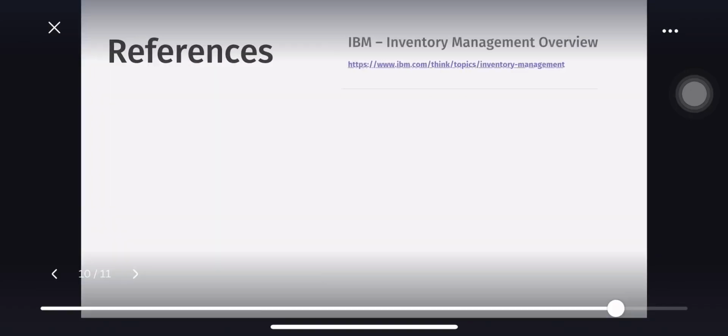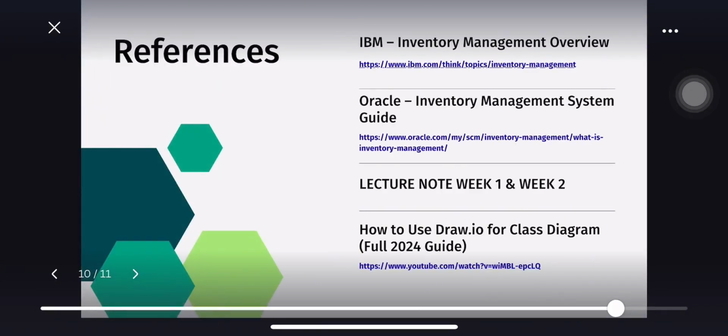Next, this is our reference. We use the inventory management overview from IBM, and other than that, we also use the inventory management system guide given by Oracle. We also use the lecture notes from week 1 and week 2, which are about case studies and software processes. Other than that, we also watched a video about how to draw a class diagram, posted on YouTube by Deep Laugh.